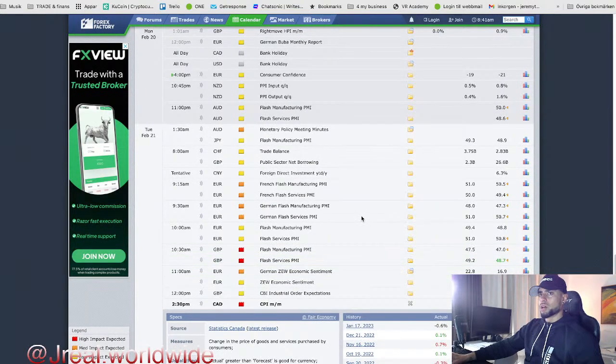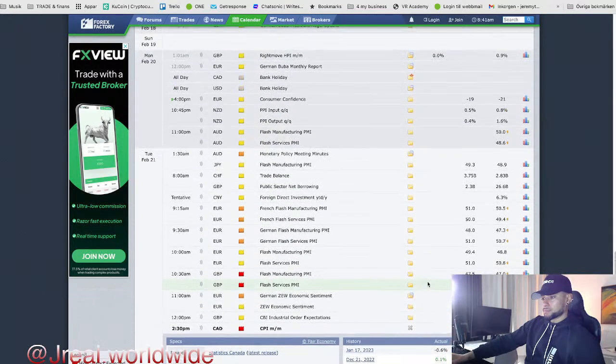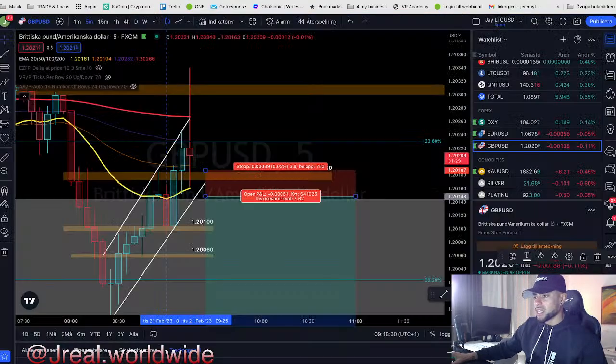There's a lot of stuff going on that might affect especially the European currencies. GBP, CHF is a yellow folder, and we got several orange folders for euro, red folders for GBP. That is 10:30. And CAD, we got a red folder, 2:30. But nothing now. So we dive back into the market.